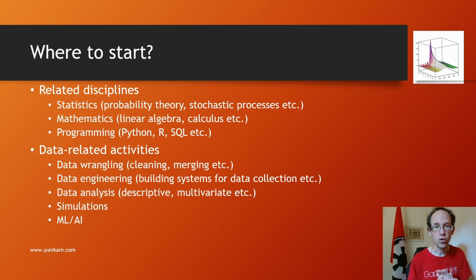So what should you be able to do? Data wrangling. That is cleaning data, merging data sets, organizing data structures. So that's an important part of data analytics and data analysis. There is significant demand, and it tends to be a good way into the industry.